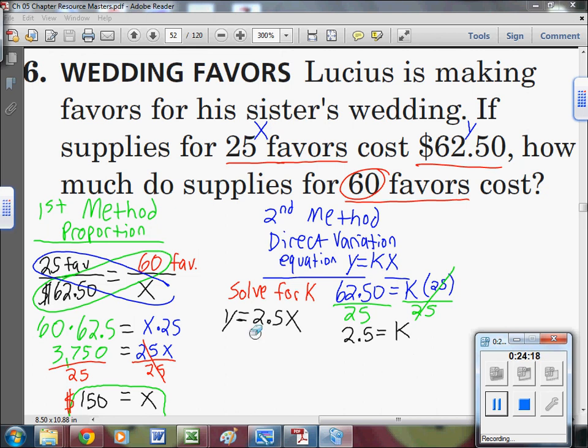So y equals 2.5x, which means the constant of variation, or the constant rate of change, or the, in this case, the price per favor, is gonna be $2.50.